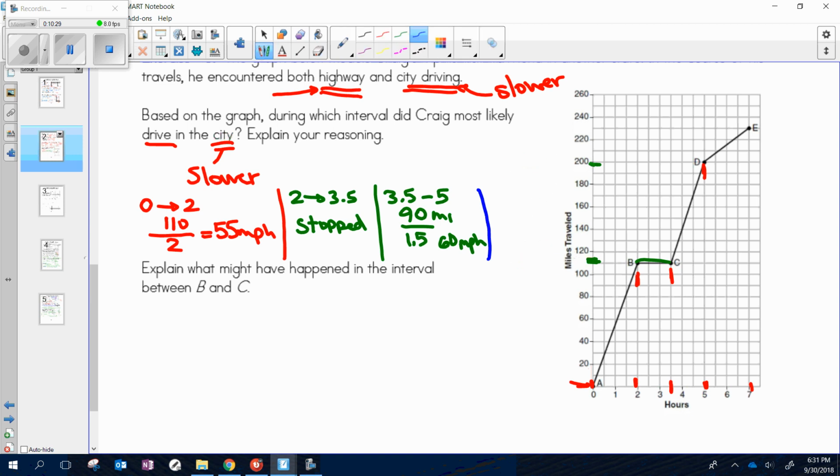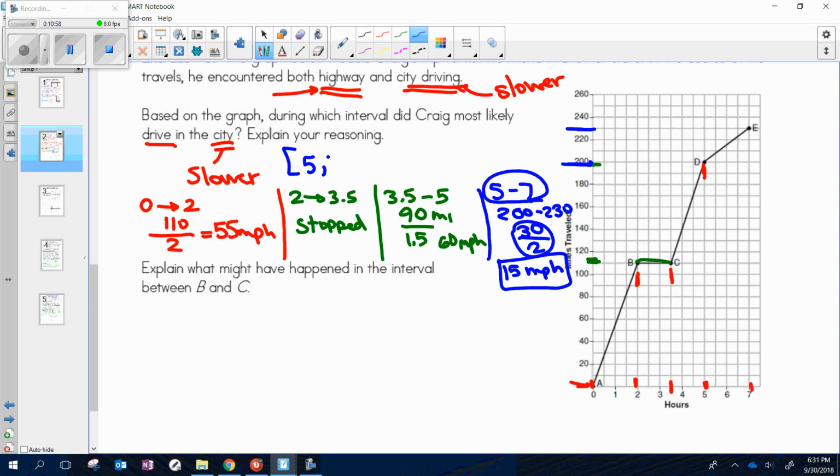In the interval from 5 to 7 hours, he traveled 200 up to 230. So he went 200 to 230. That's 30 miles in 2 hours. He was going 15 miles per hour if you do that division. I think that sounds like the interval that he was traveling the slowest. So I'm going to say my answer is 5, 7. And I'm going to say that is because he went 15 miles per hour.